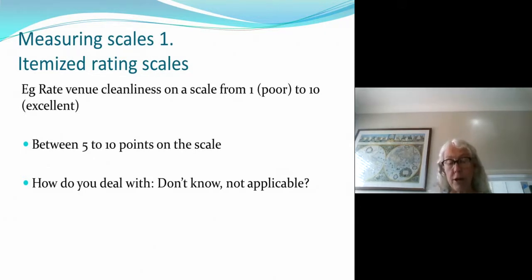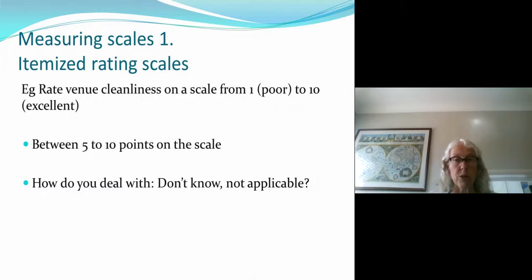Something to think about, and this is for all of these kinds of measuring scales, is how do you deal with people who don't know or it's not applicable to them. So for instance, if you were rating the quality of food at a hotel and you hadn't actually eaten any food at the point that you completed the questionnaire, you either don't know or it's not applicable. So you may need to have an extra option for people to indicate that.